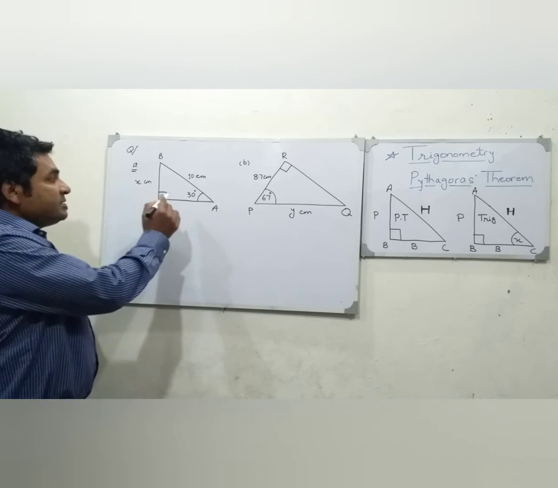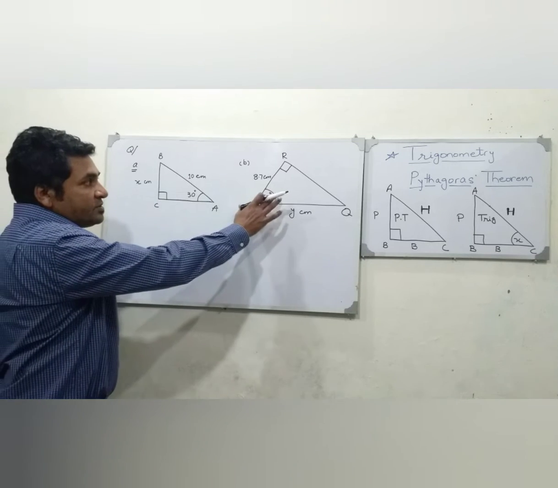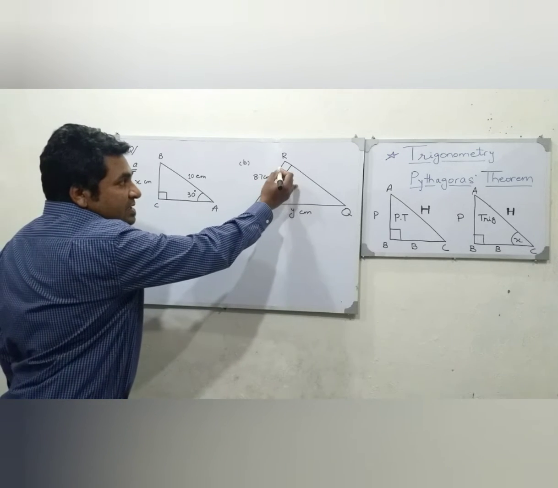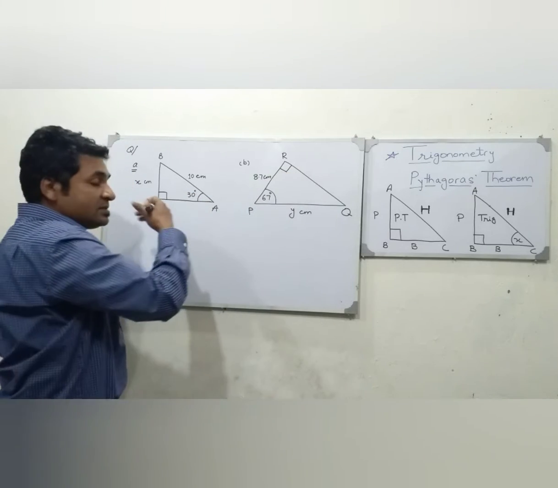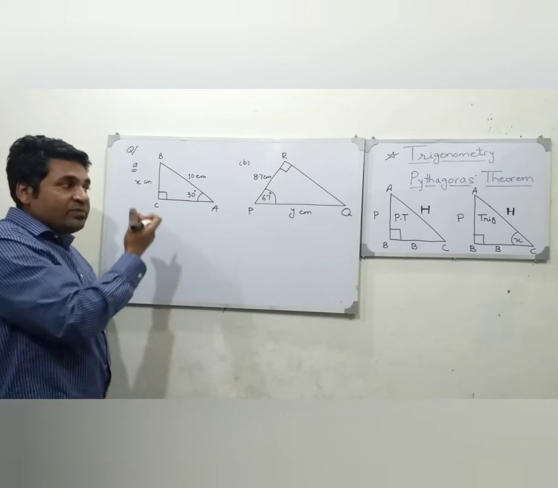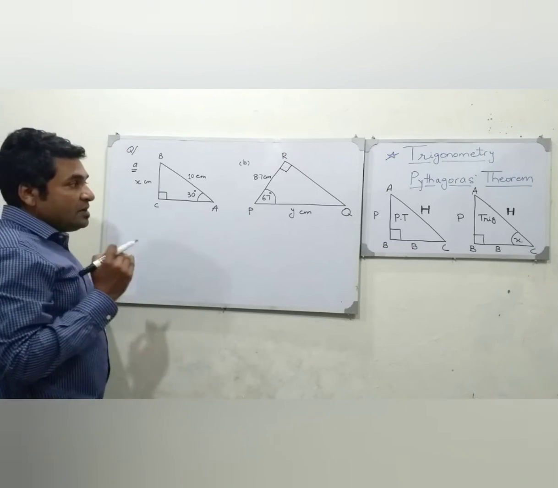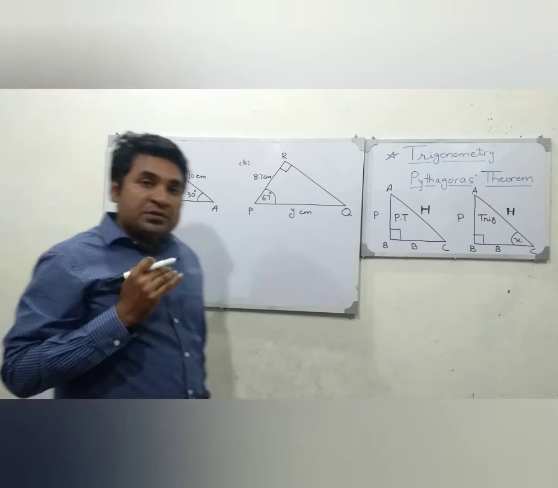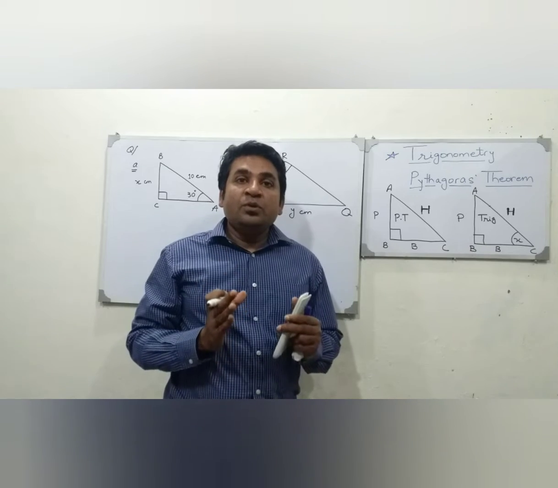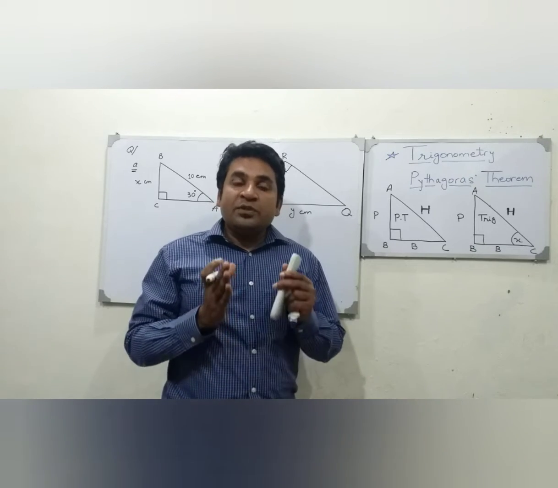So this is a right angle triangle. This is also a right angle triangle. This sign shows that this is a right angle triangle. This triangle must be right angled, then we will be able to apply those ratios. So now I would advise you that first of all you have to write down the names of the sides.